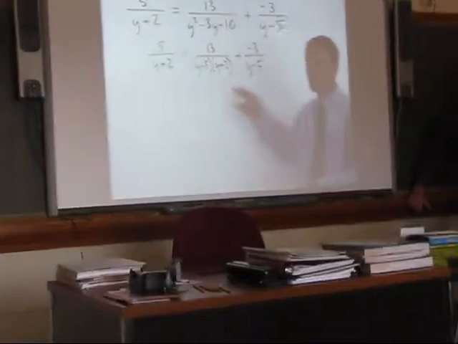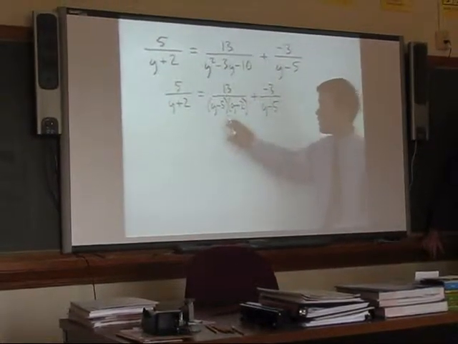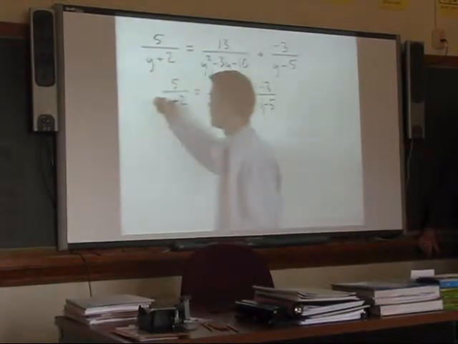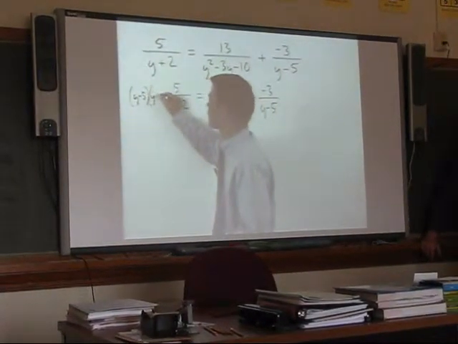You can see that our common denominator is y minus 5 times y plus 2. So we multiply both sides of the equation by this common denominator.